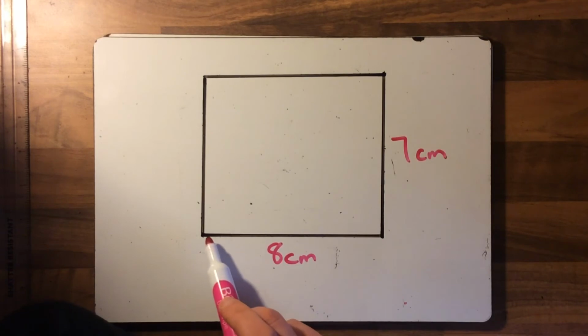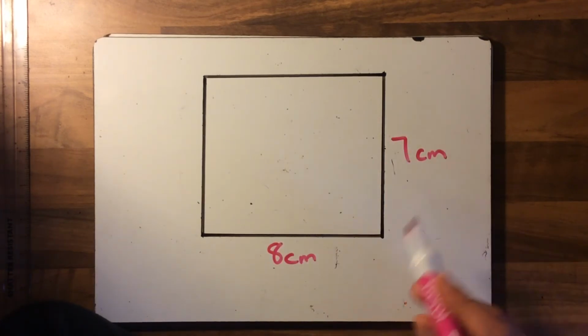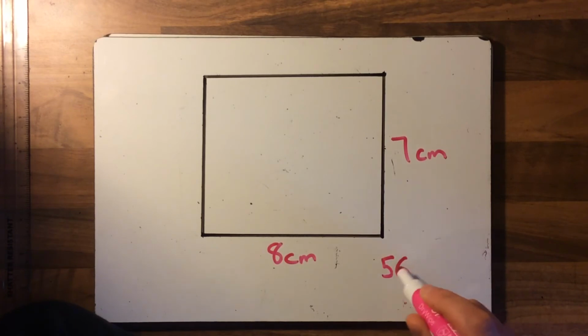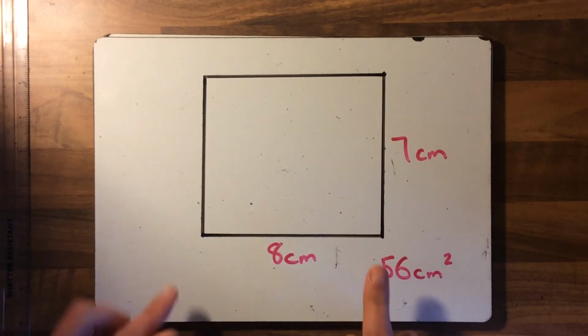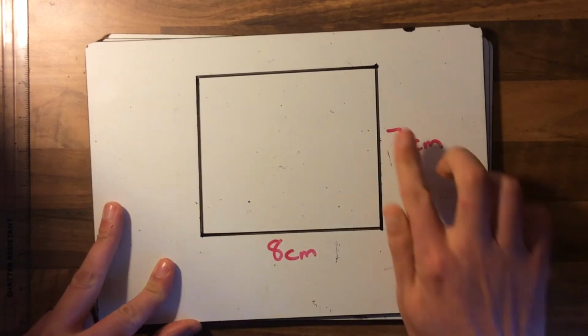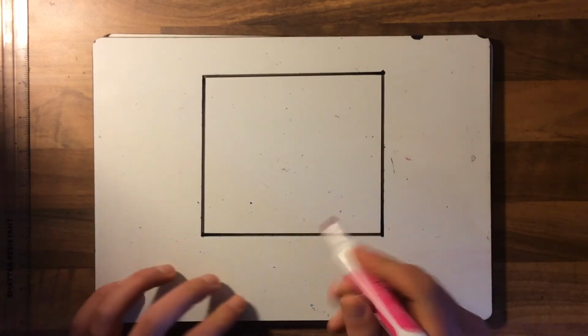Right, so we are multiplying the width by the height. 8 multiplied by 7 is 56. The measurement is in centimetres this time, centimetres squared. Remembering to add this on because it's the number of squares within this shape. Let's have a go at a couple more, and then I will let you have a go at some on the worksheet today.